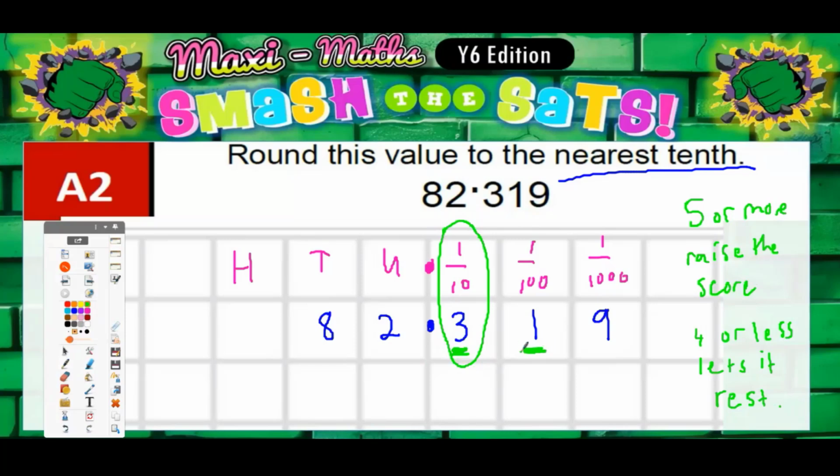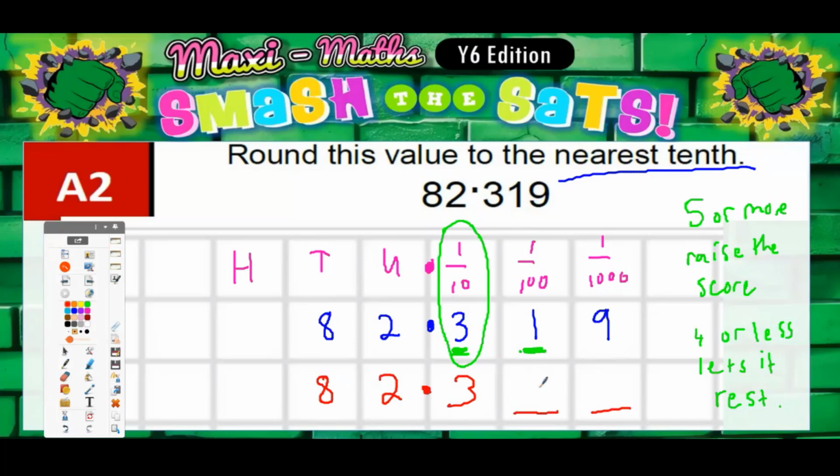So this 1 is 4 or less. It's less than 4, so it lets the 3 rest. So the 3 is going to rest on a 3. The digits in front of it stay as they are, so it's going to be 82.3. And the digits after it, normally we would fill those in with zeros.